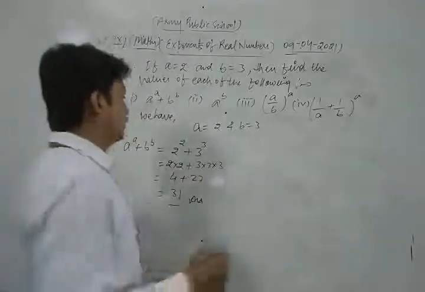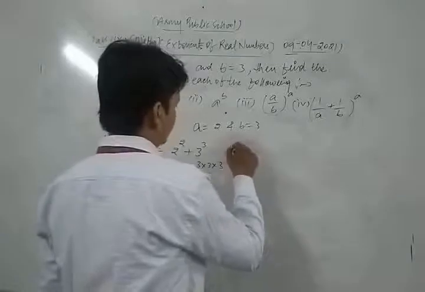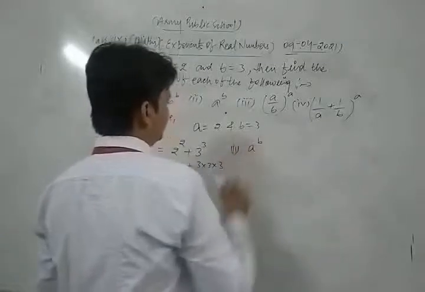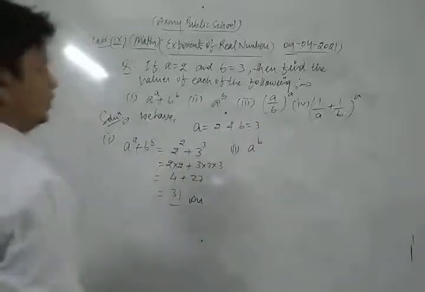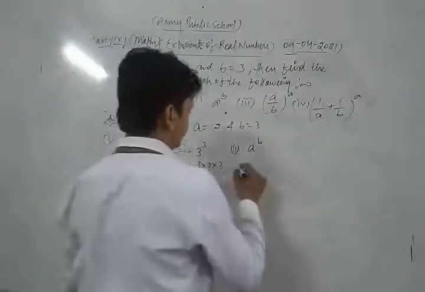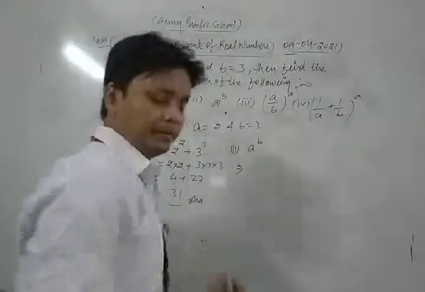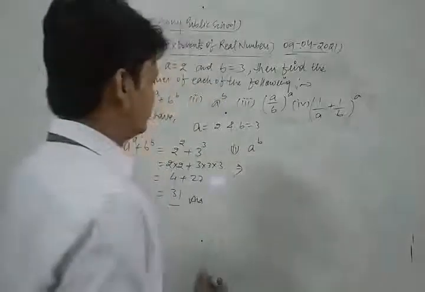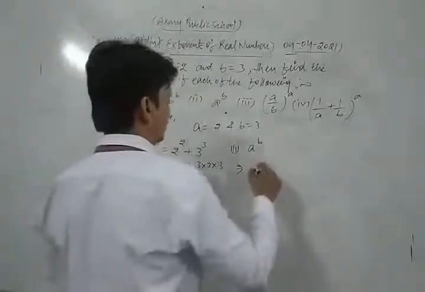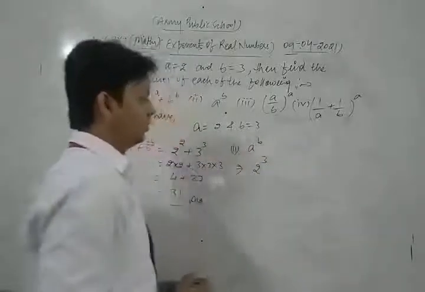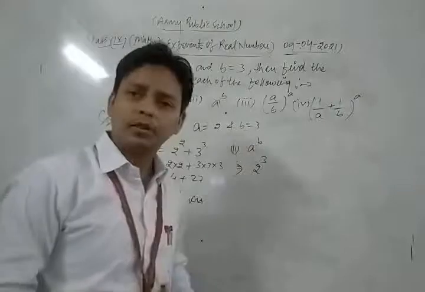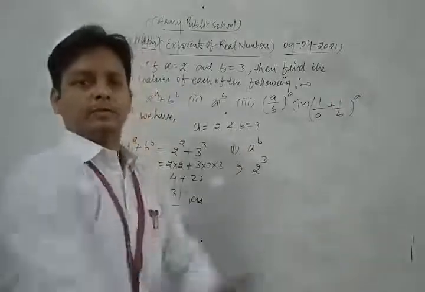Similarly, we solve the second part of this question, which is a to the power b. We write the value of a as 2 and b as 3, so it becomes 2 to the power 3. Okay, dear students.